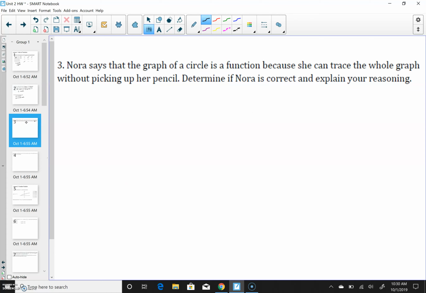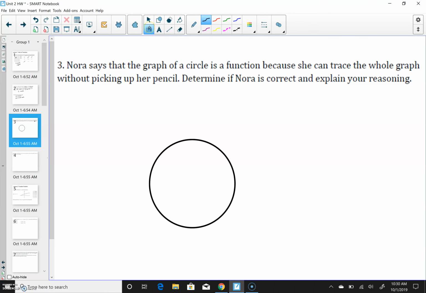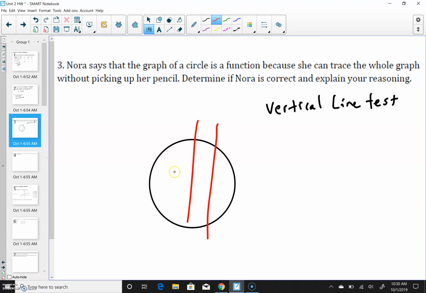Number 3, Nora says that the graph of a circle is a function because she can trace the whole graph without picking up her pencil. Determine if Nora is correct and explain. So what I'm going to do is put a circle on the page here. Now, if we remember when we talked about graphs, usually how we checked is we did the vertical line test. And if we do the vertical line test through this circle, we can see that it has more than 1 intersection point per line.